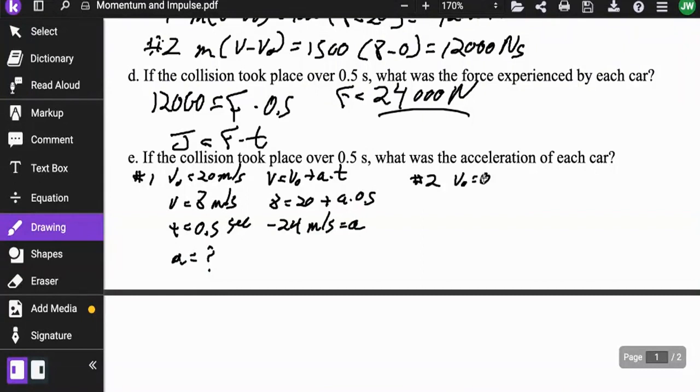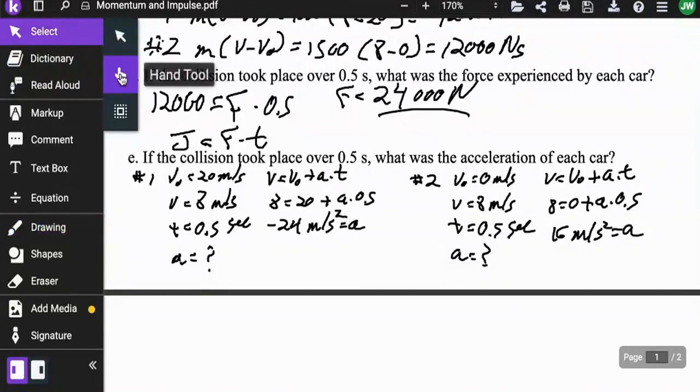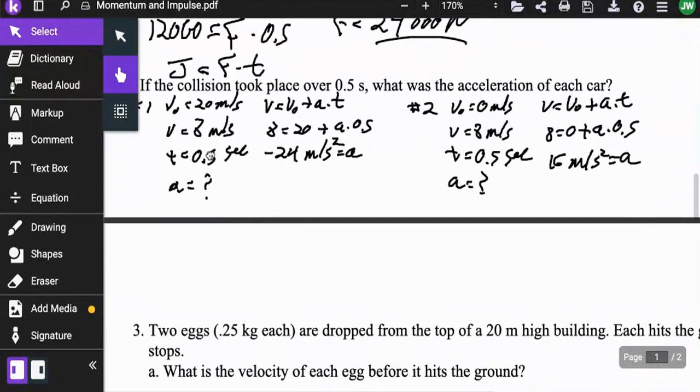Number 2, I've got V0, the initial velocity, is 0, started at rest. Final velocity is 8 meters per second. Time is 0.5 seconds. And the acceleration is what we're looking for for car number 2. We're using the same kinematic equation, V equals VOTAT. 8 is equal to 0 plus A times 0.5. Solve for acceleration. We get 16 meters per second squared is our acceleration. And let's go over and fix that on the other as well. Negative 24. That finishes up the front. We've got half this page done, half to go.